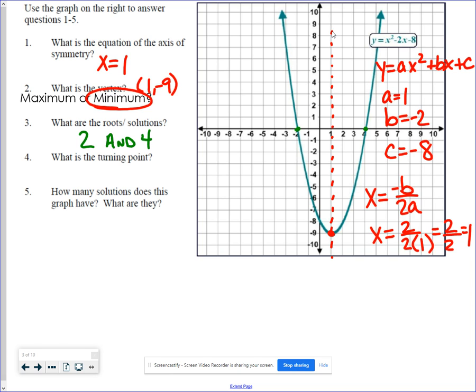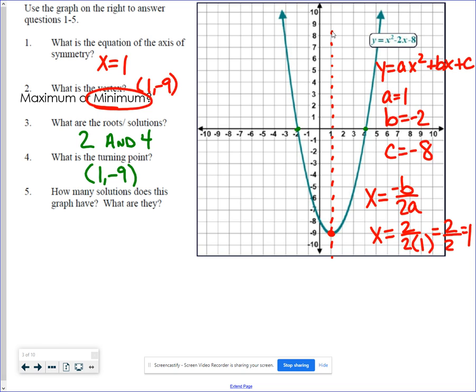When we do some other work with quadratics, when we're solving quadratics in different ways, we'll be able to bring it back to this and show you where that fits in with all of this. The turning point, questions 4 and 5 are kind of repetitious from the earlier ones. The turning point is the vertex. That is at 1, -9.